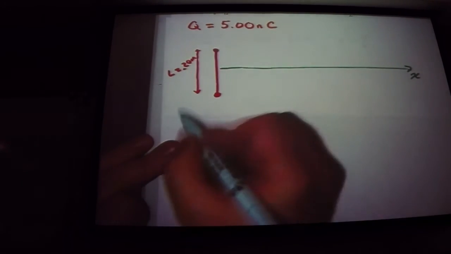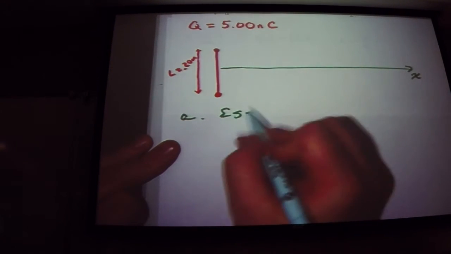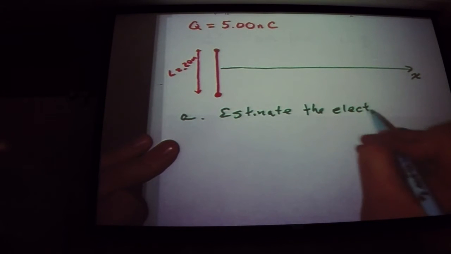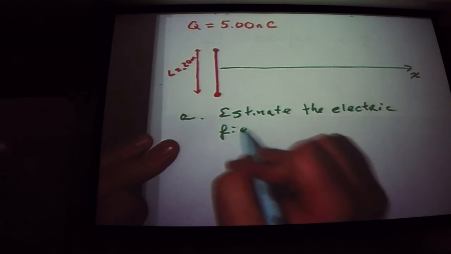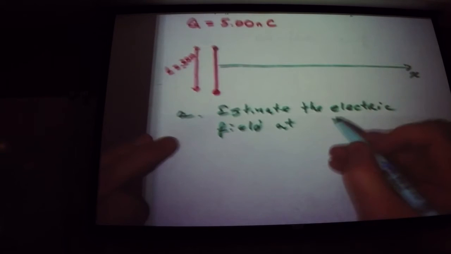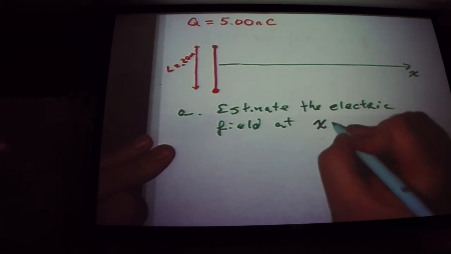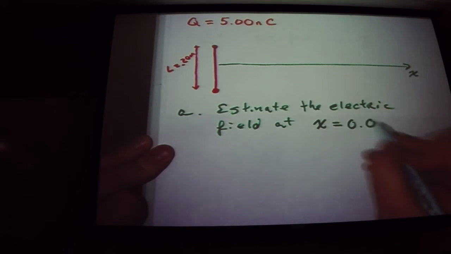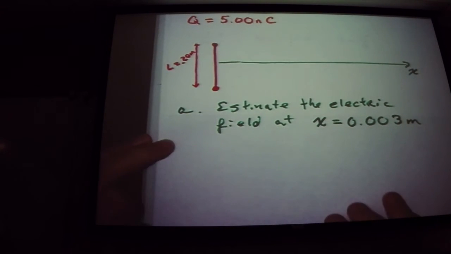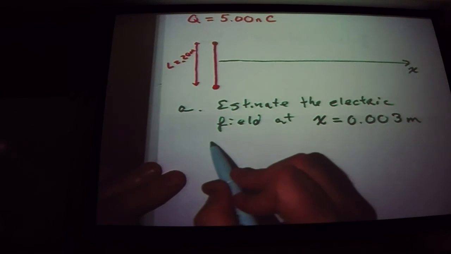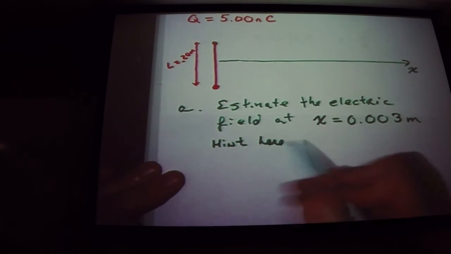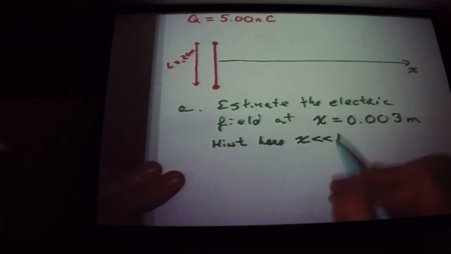What I want you to be able to do is two things. A, estimate the electric field at x equals 0.003 meters. And I might even give you a hint. Here, x is much, much less than L.